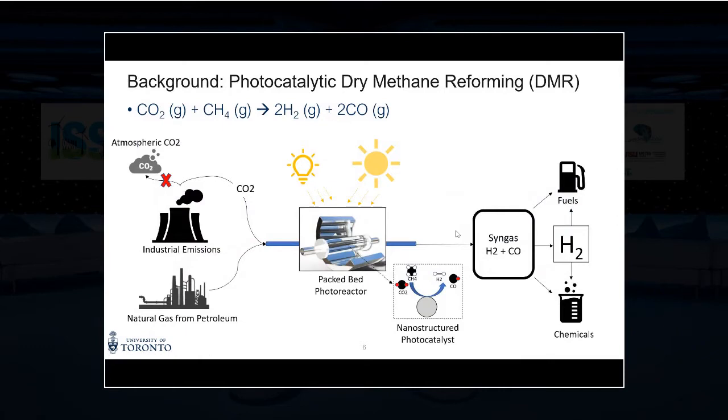So photocatalytic dry methane reforming represents a technology for producing syngas and potentially hydrogen in a low carbon manner. The reaction requires the conversion of CO2 and methane to hydrogen and carbon monoxide, or your syngas. So this pictorial just goes through how the process would actually work.